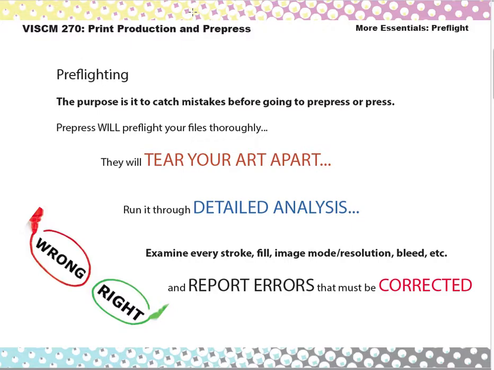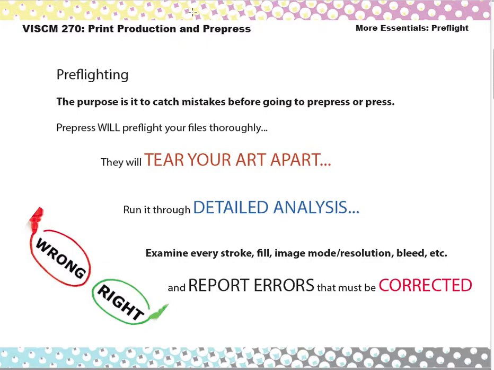When prepress gets your files, they will do a thorough analysis. They'll tear your artwork apart. They'll examine how it was built. They'll look at every image. They'll look at all the strokes and the fills and the color swatches. They'll look at your links, your image file formats, whether they're JPEGs or TIFFs or RGB and CMYK. They'll look at your Illustrator files to see if they're built with the proper spot colors and so on. They'll check for bleed and image resolution and a whole range of things, and then they'll usually create a report.